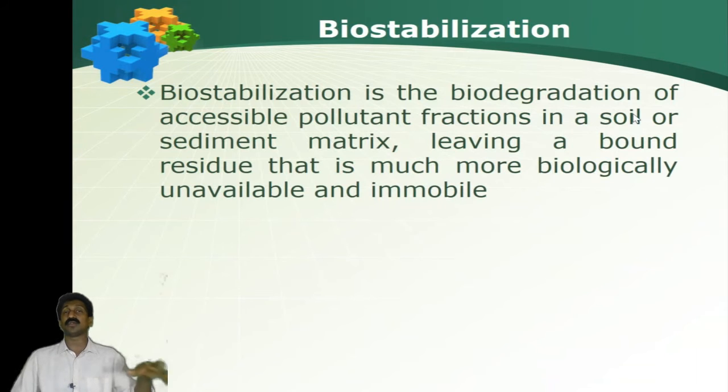And that may be more unavailable or more immobile, or a more stable compound. B is a more stable compound and not available in biological terms. For example, the bioavailability of the intermediate compound B is much less, so it is immobile and is not available for further degradation by the microbes. In that case, we can say that the compound is biostabilized and it is made unavailable or immobile during the conversion process. So further degradation to mineralization is not possible at that stage.